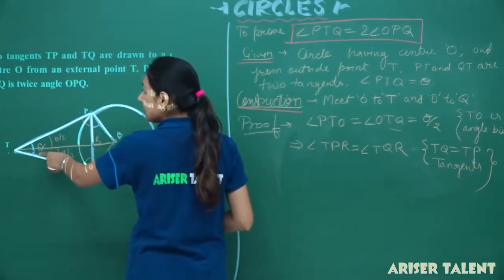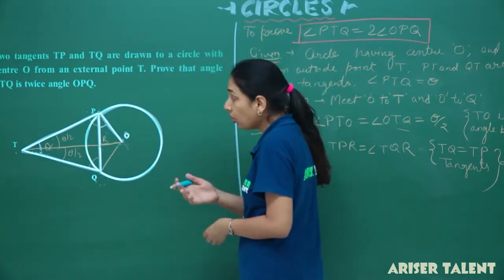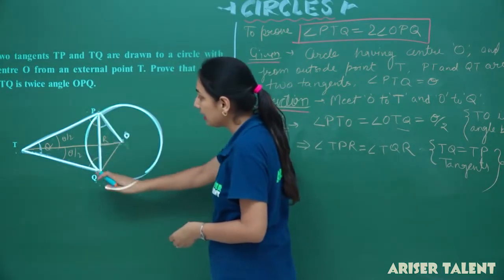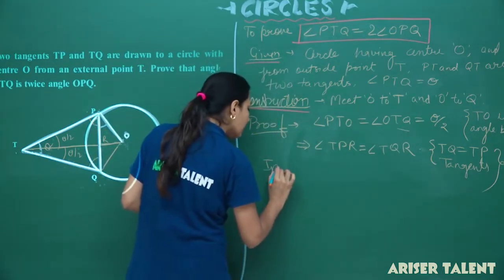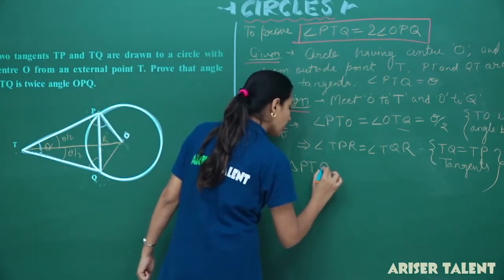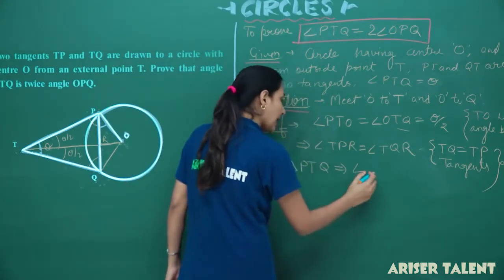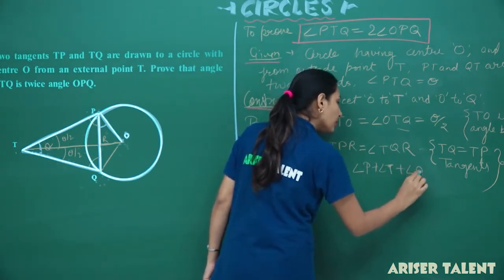Now this angle is theta and these two angles are some angle. So what will be the sum of these angles? This angle P is equal to this angle Q. So I can write in triangle PTQ: angle P plus angle T plus angle Q equals what?